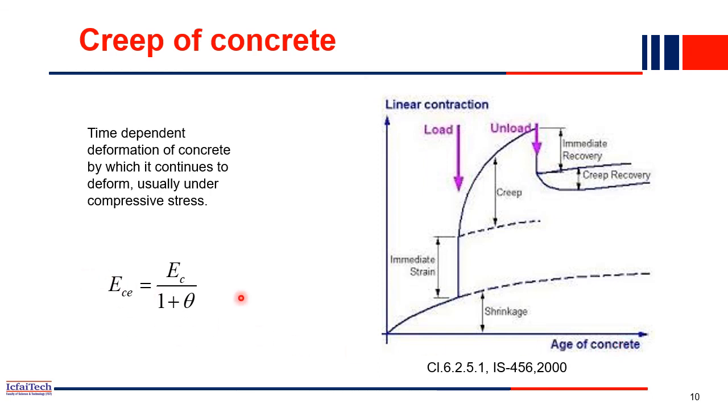This is the formula to calculate the creep of concrete. Again, this is given in IS 456, clause number 6.2.5.1. You will find this formula. These formulas are empirical in nature because many experiments were performed in real life, and ultimately these types of equations are derived from the experimental results. In detail, we will study creep in the concrete technology course, but here I'll just summarize what creep is.